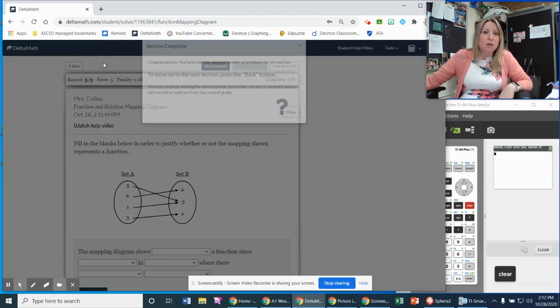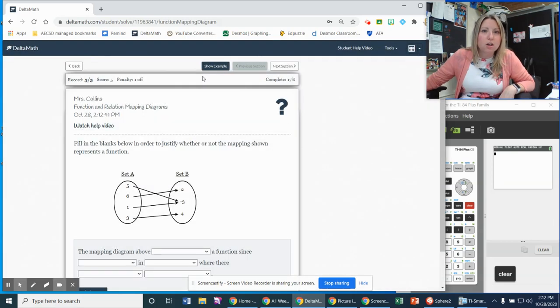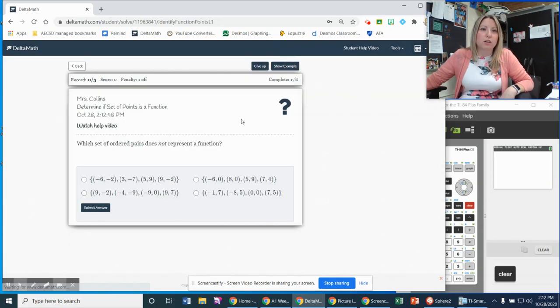So see how next problem, congratulations, I've done the required in this section. So I move on to the next section. Which set of ordered pairs does not represent a function? Meaning an X value is used more than once. And I'm looking at only X values.